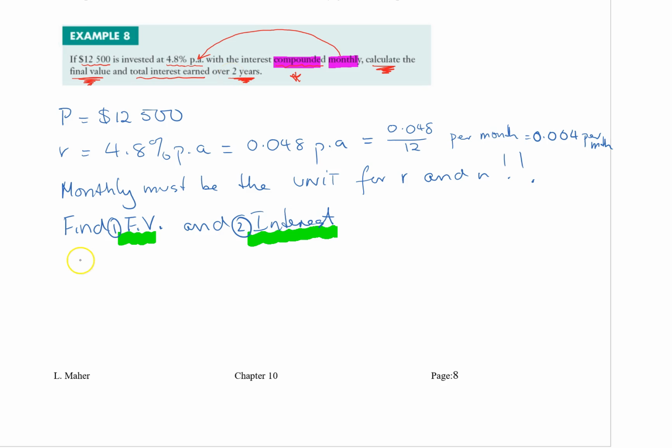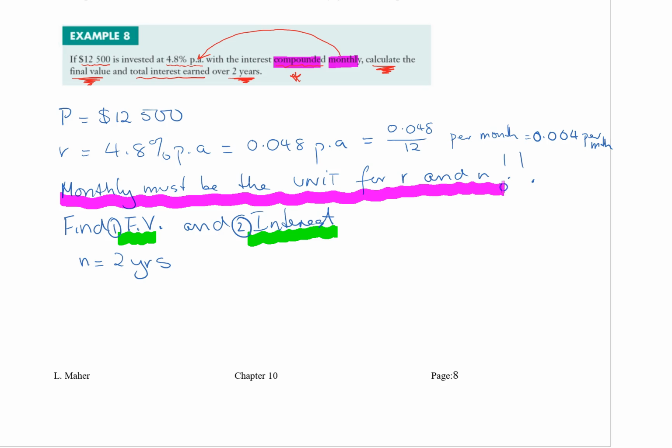Over 2 years. N is 2 years, but hang on. We said back here, monthly must be the unit for R and N. So I can't leave my N in terms of years. We've got a problem there. But I know that 2 years is actually 24 months because there's 12 months in 1 year. So now my values become, no problem with P, R has to be this value and N has to be this value.